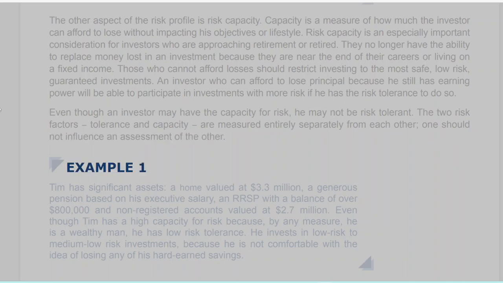Example 1. Tim has significant assets, a home valued at $3.3 million, a generous pension based on his executive salary, an RRSP with a balance of over $800,000, and non-registered accounts valued at $2.7 million. Even though Tim has a high capacity for risk because, by any measure, he is a wealthy man, he has low risk tolerance. He invests in low-risk to medium-low-risk investments because he is not comfortable with the idea of losing any of his hard-earned savings.